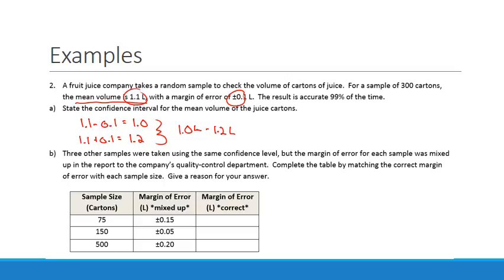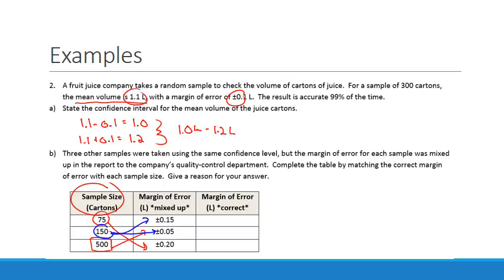So looking at this, you can see here are sample sizes. Based on what I just told you, my largest sample size should have my smallest margin of error, so that should go with there. So the correct margin of error, that's my mixed up one, so I'm just going to leave it like that for right now. My smallest sample size should have my largest margin of error, and then this middle-sized one should have the middle-sized margin of error.